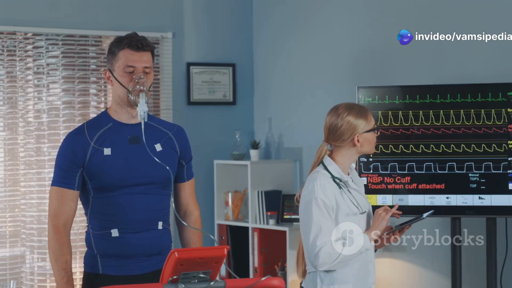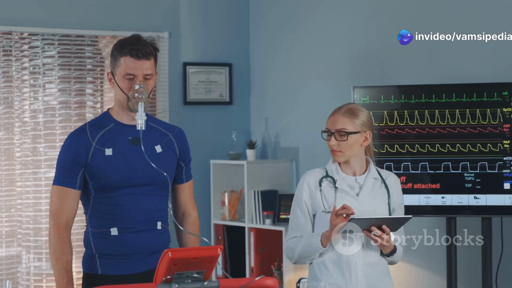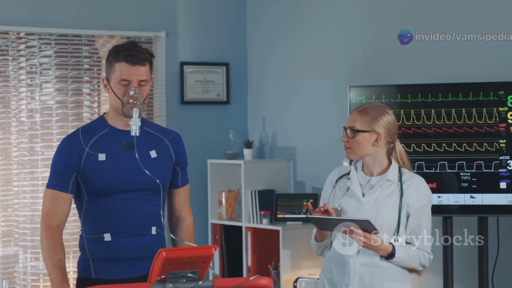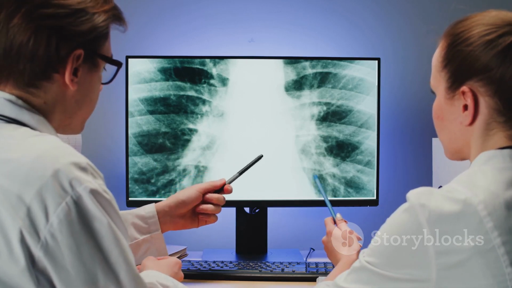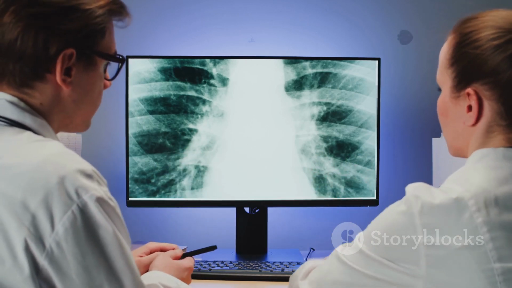Breathing reserve is the difference between maximum voluntary ventilation and ventilation at peak exercise. A low breathing reserve usually signifies ventilatory limitation, often seen in obstructive or restrictive lung diseases.